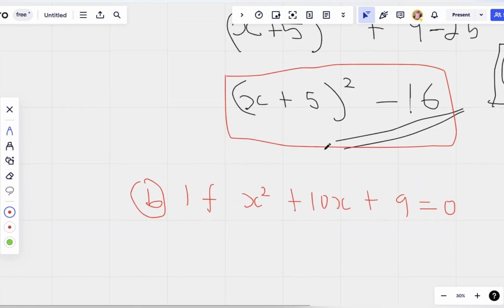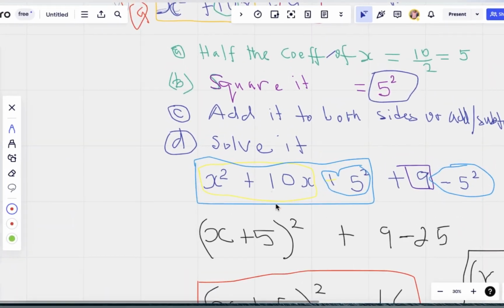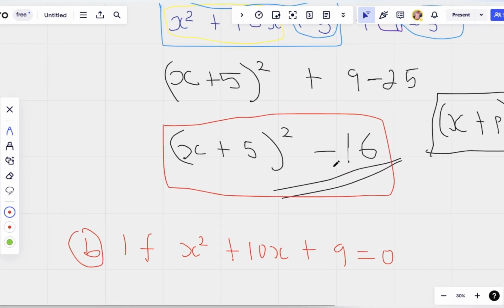If you look at it, this is the same thing that they've given to us, x squared plus 10x plus 9. But they did say equal to 0 in the first case. So this is an expression. So in expression, we stop at the completed square form. Now they want you to solve it as an equation. So as equation, find x.